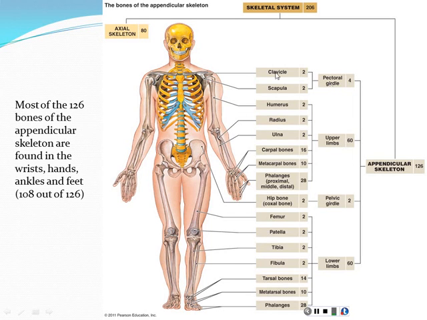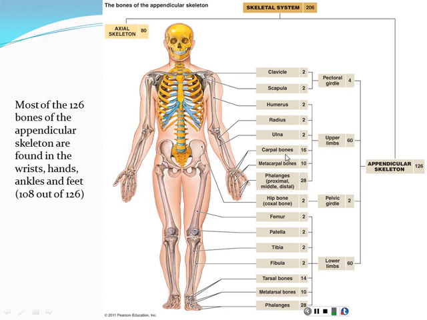So we have 2 clavicles in the front. We have 2 scapula in the back. The scapula is an amazing bone for all of its flexibility, which I'll show you either today or next time. And then the scapula attaches to the humerus, so the upper arm bones. In the forearm are the radius and ulna.